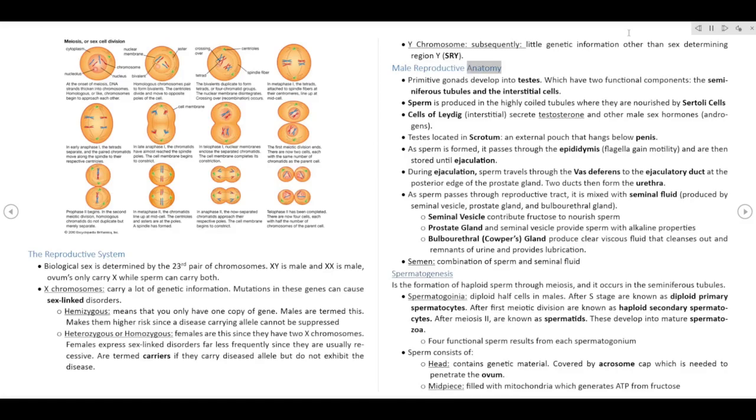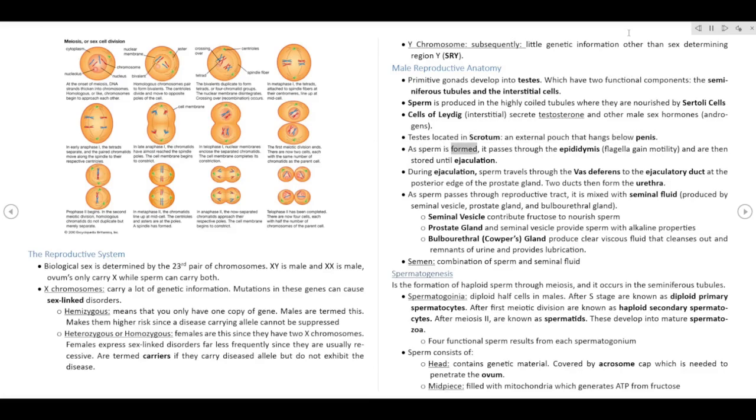Male reproductive anatomy. Primitive gonads develop into testes, which have 2 functional components, the seminiferous tubules and the interstitial cells. Sperm is produced in the highly coiled tubules where they are nourished by Sertoli cells. The cells of Leydig, the interstitial cells, secrete testosterone and other male sex hormones, androgens. The testes are located in the scrotum, an external pouch that hangs below the penis.